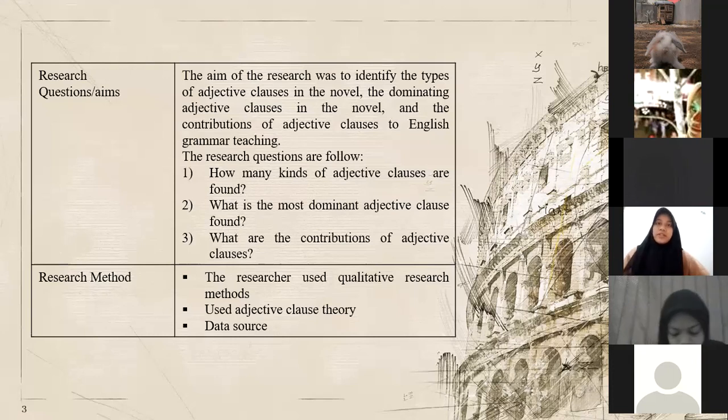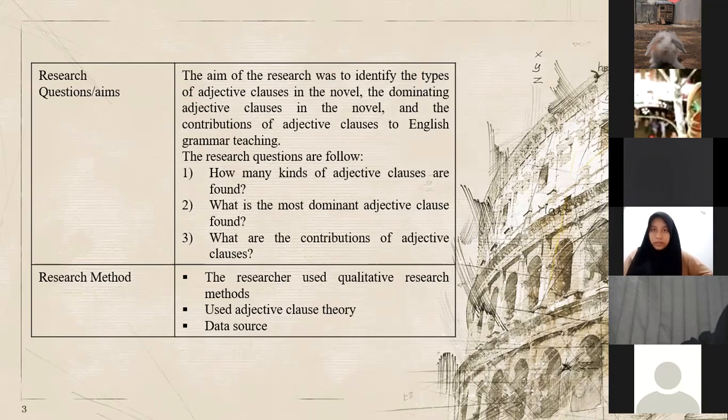Research question or aim. The aim of the research was to identify the types of adjective clause in the novel, the dominating adjective clause in the novel, and the contribution of adjective clause to English grammar teaching. The research questions are as follows. First, how many kinds of adjective clause are found? Second, what is the dominant adjective clause form? And the last one is what are the contributions of adjective clause?